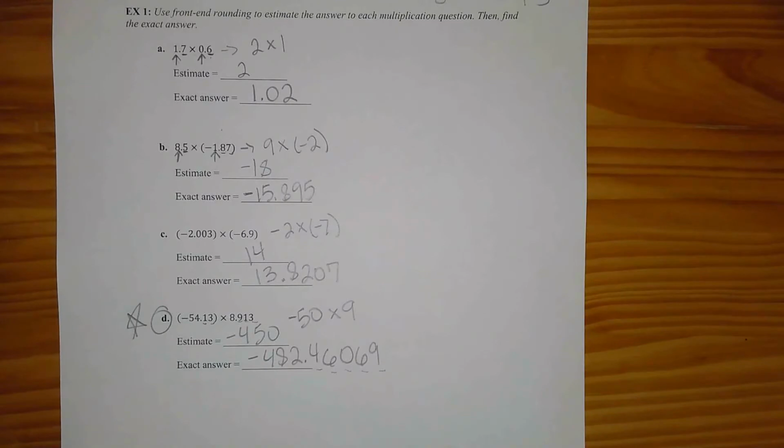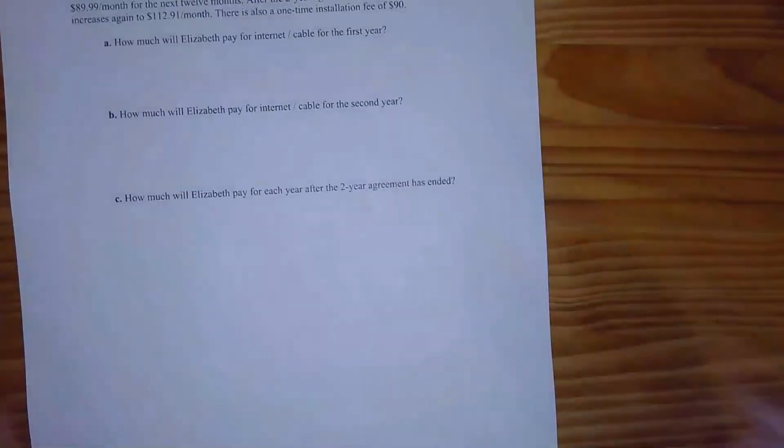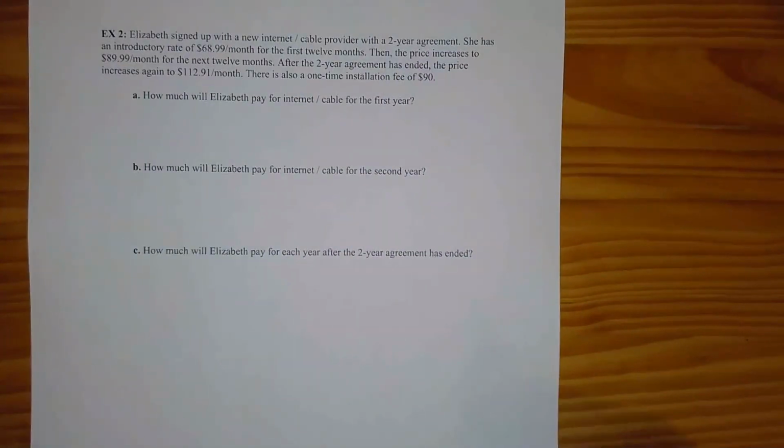Alright, next up, let's do a little bit of an application problem. Alright, Elizabeth signed up with a new internet cable provider, and they have a 2-year agreement. You guys have maybe done this before. She has an introductory rate of $68.99 per month for the first 12 months. So for the first year, it's going to be that price. Then the price increases to $89.99 per month for the next 12 months.